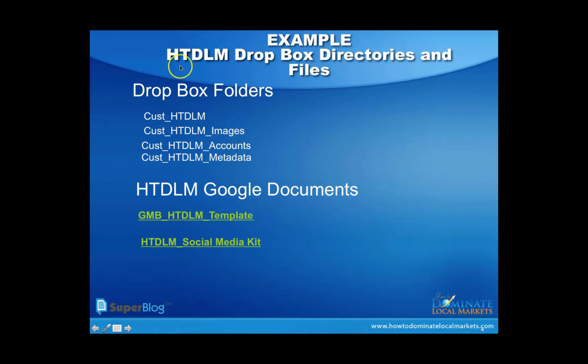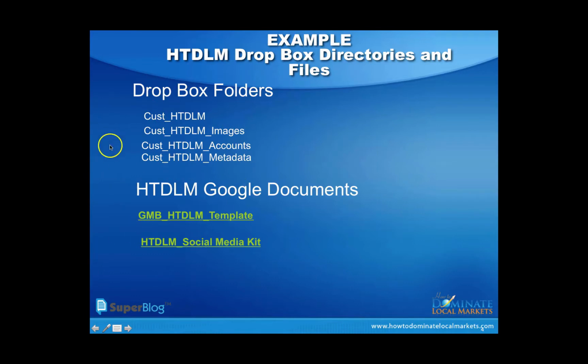As an example, we would have the following Dropbox folders. If you're working on a project, you want to make sure that you have access to these project folders, and if not, request them. But the links should be provided in the tasks, so you don't have to worry about finding them. Essentially, we have one major directory, and then we also break out images, accounts, and metadata, and we'll go into more detail on those later.